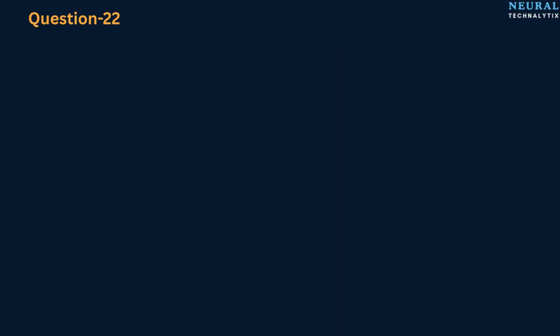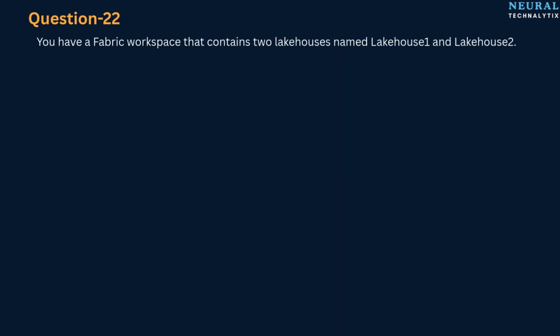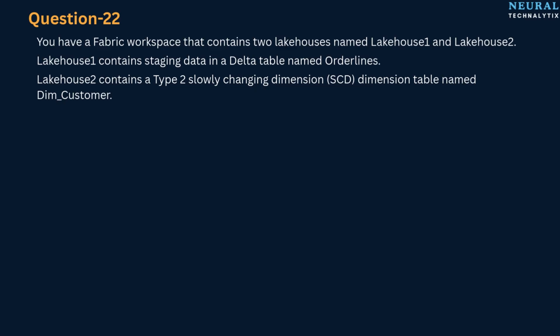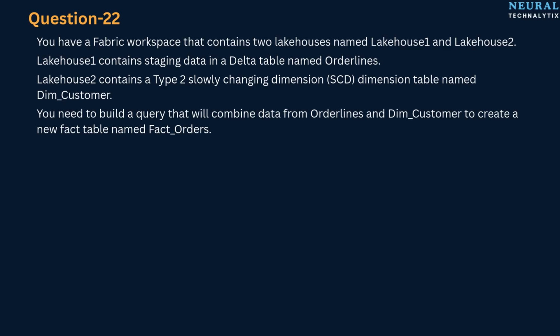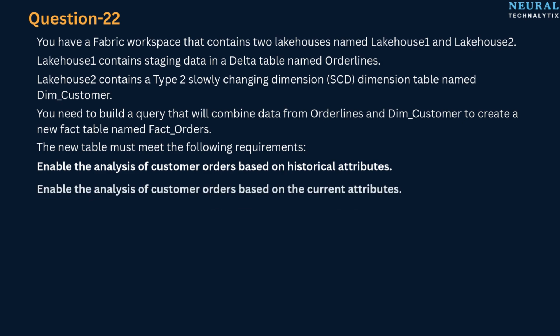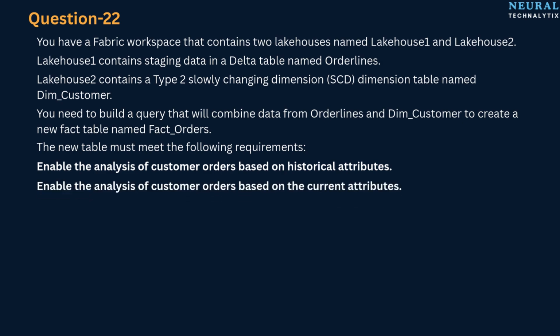Here's the scenario. You have two lakehouses, Lakehouse 1 and Lakehouse 2. Lakehouse 1 contains the staging data in a Delta table named OrderLines. Lakehouse 2 contains dim_customer, and this is a type 2 slowly changing dimension table. Now you need to create a new fact table named fact_orders. And the fact table must support two things: analysis based on historical attributes and analysis based on current attributes.